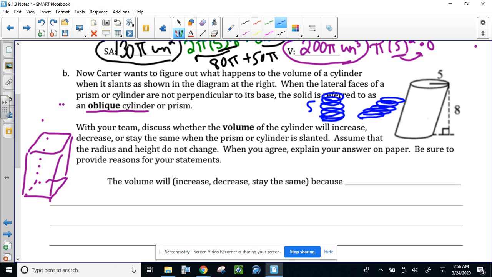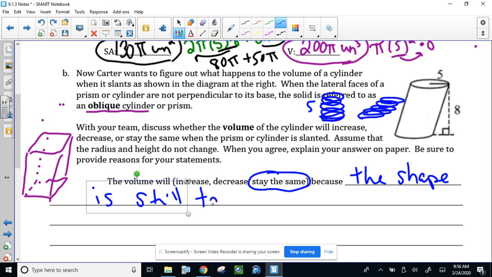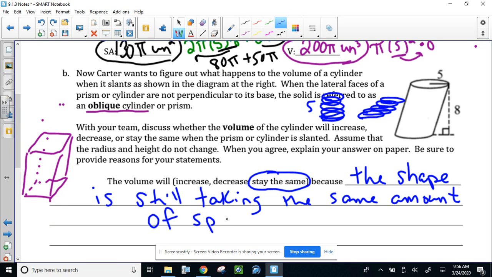So if we were to stack 5 pennies vertically or stack 5 pennies where they kind of look like a stair step, has their volume, the amount of space they're taking up, changed? And really we could say no. The volume is going to stay the same because the shape is still taking up the same amount of space. This is why I type everything, because my handwriting is horrible. There we go.